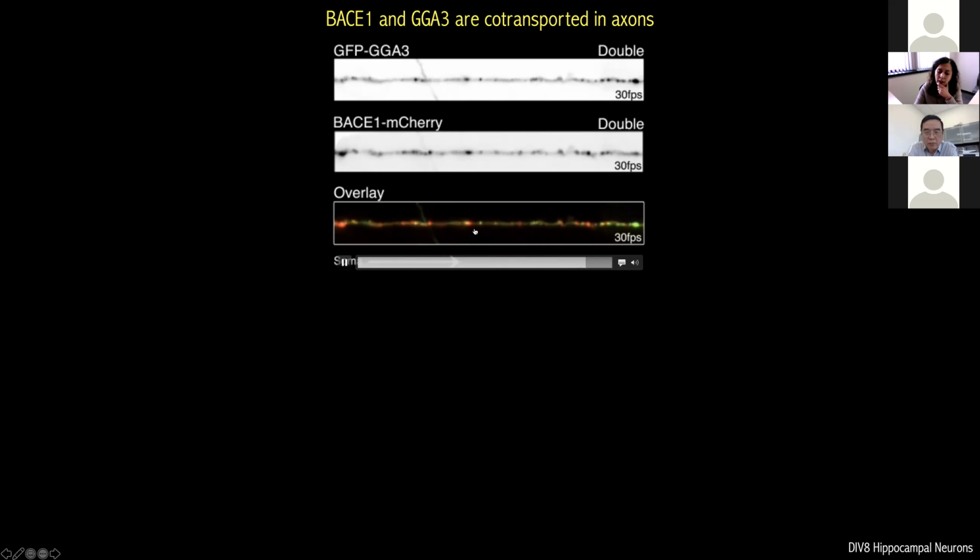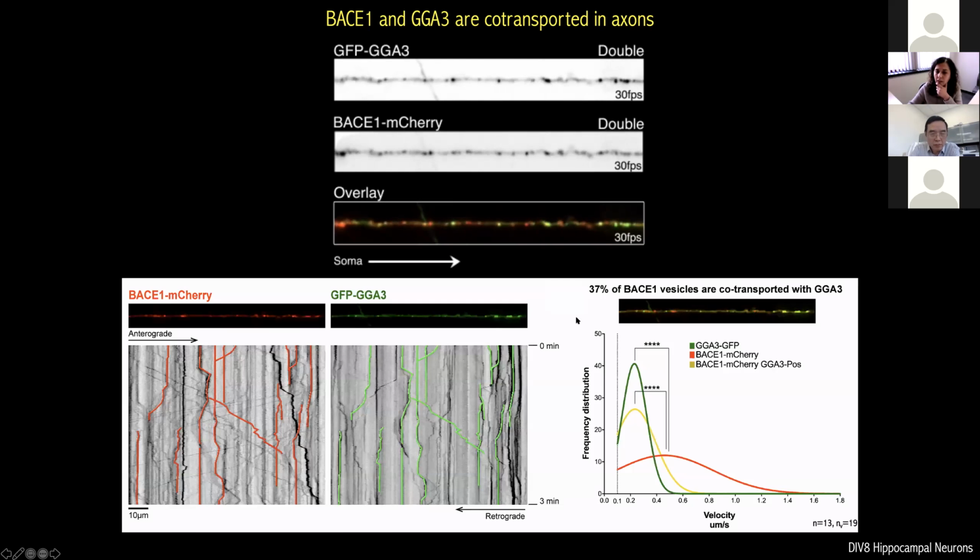From the overlay, it was obvious that there were many vesicles that were carrying both base and Gga3. And when we quantified this vesicle, we found out that 37% of base 1 vesicles are in fact co-transported with Gga3. It's important to note that the majority of these vesicles were retrograde directed. No surprise to us, because if you consider that the role of Gga3 is to traffic base back to the soma, where it's normally degraded in the lysosome, it makes sense that the majority of base and Gga3 is co-transported in a retrograde manner, so from the axon back to the soma.